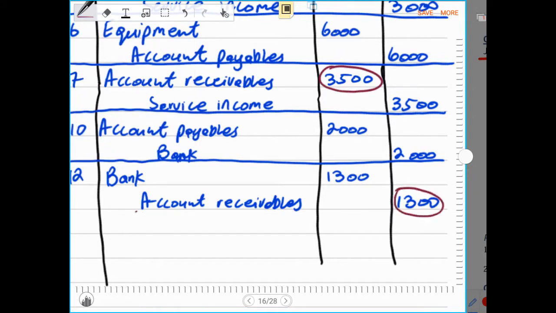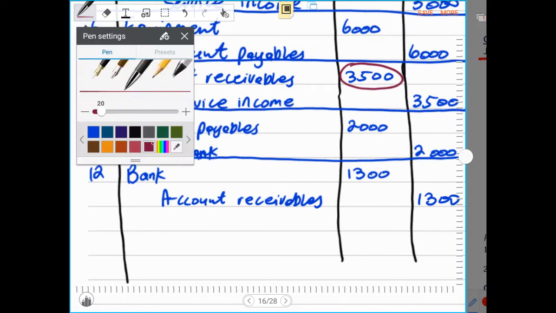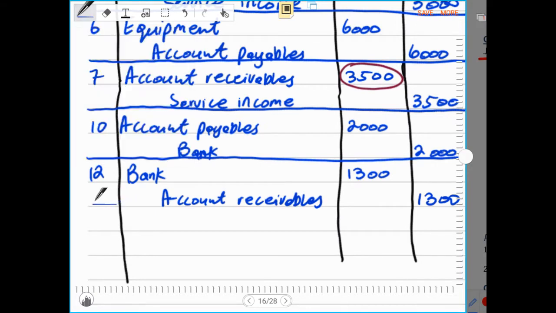That is why the description is the same, account receivables, and here it was account receivables. But here the customer was owing us money, and here the customer is paying us money. So now the account of the customer, which is account receivables, has to decrease on the credit side, because account receivables is an asset, and assets decrease on the credit side. And in this case, the customer has paid us, so now we must reduce his account on the credit side by the amount that the customer has paid.